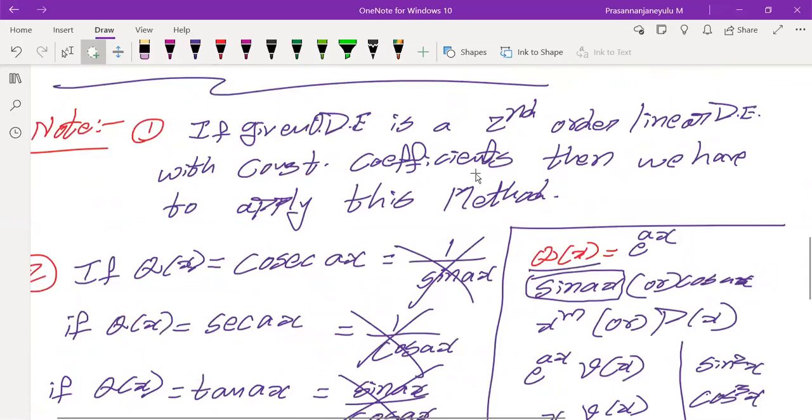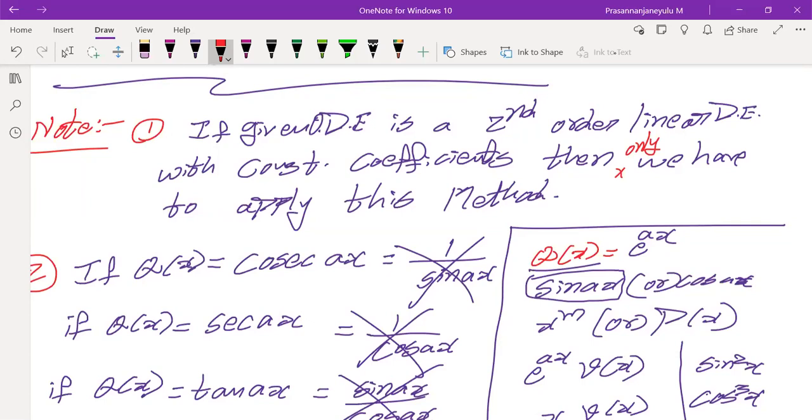Now, I'm going to explain note 1 and note 2. I already discussed note 1. What is note 1? If the given differential equation is a second order linear differential equation with constant coefficients, then only we have to apply this method. In any other case, we should not apply. For example, if the given differential equation is third order linear with constant coefficients, then we should not apply. If it is second order linear with variable coefficients, then also we should not apply this method.